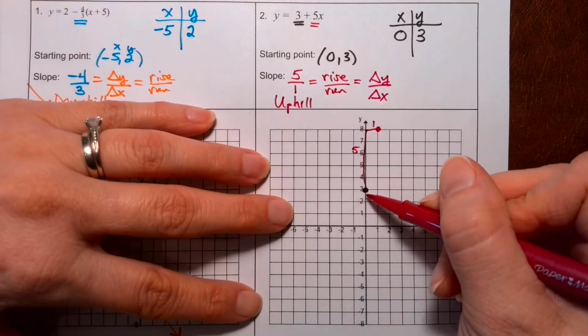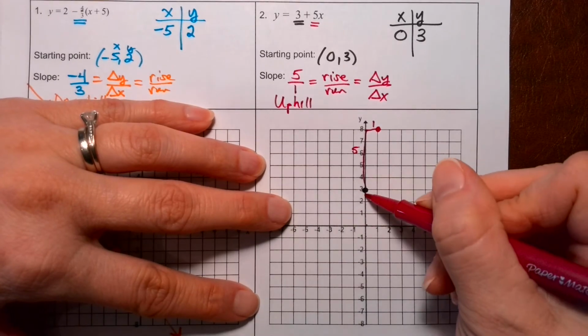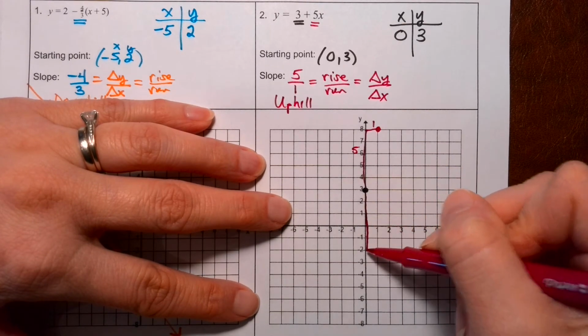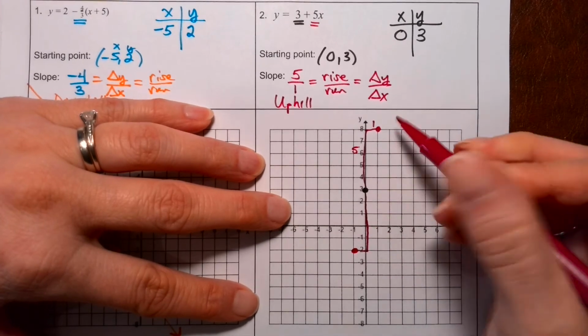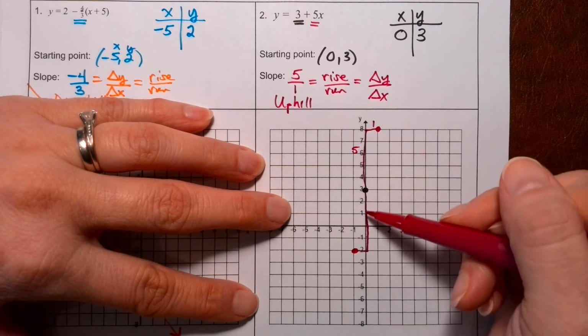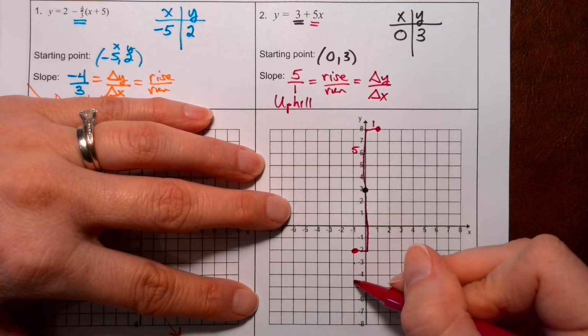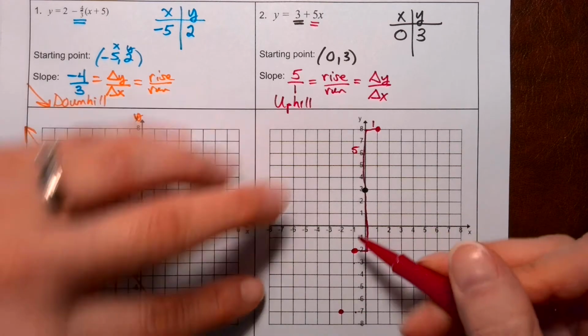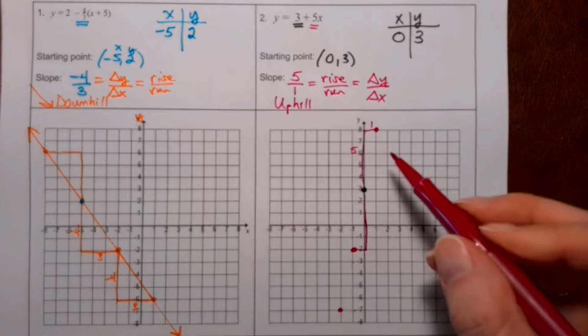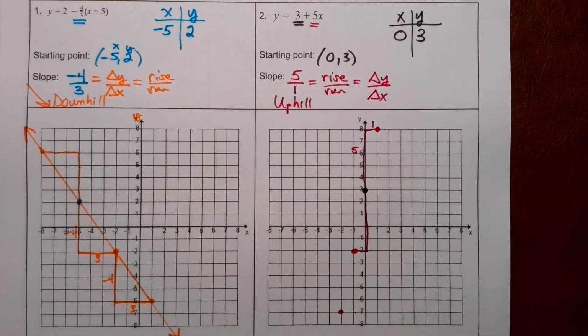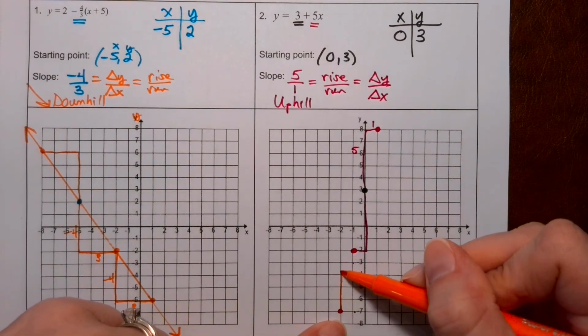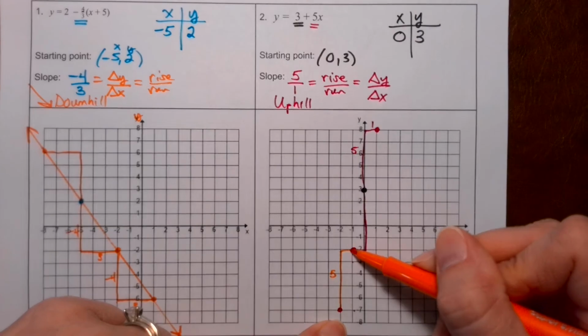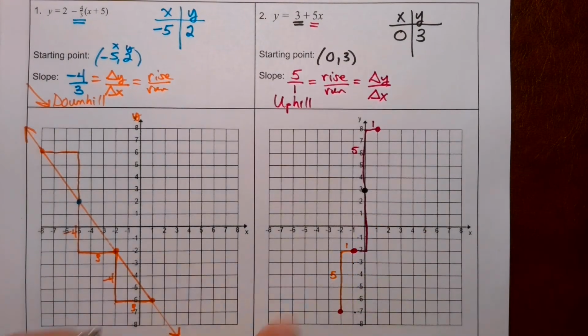So I'm going to go 1, 2, 3, 4, 5 down, and then 1 to the left. That is lining up with my line. How do I know that that slope is the same? Well, you could check it. I could rise 1, 2, 3, 4, 5, rise up 5 over 1. That's exactly what the slope was.